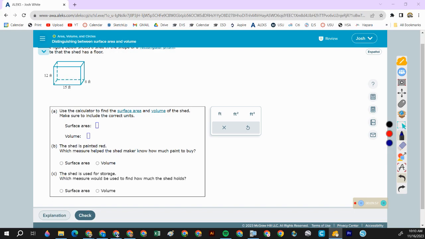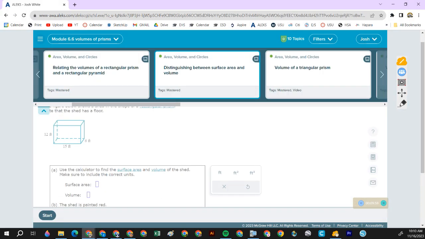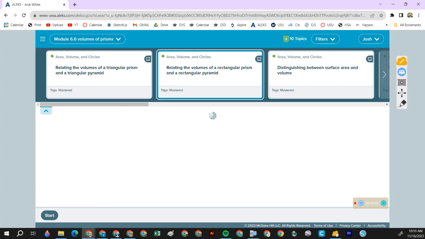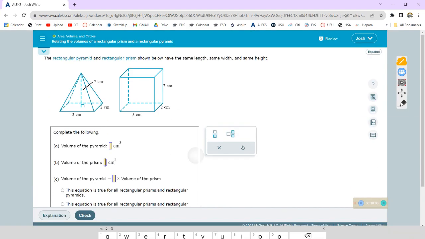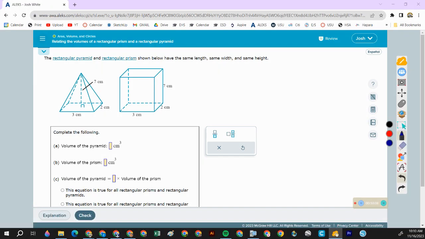Boy, we're flying through this. All right. So this is what I told you about earlier. If we were to put that inside, then the volume of this is exactly 1/3 the volume of that. So it wants you to find the volume of the pyramid and the volume of the prism, and then the volume of the pyramid is equal to some certain amount times the volume of the prism. And is that true for all rectangular prisms? Yes.